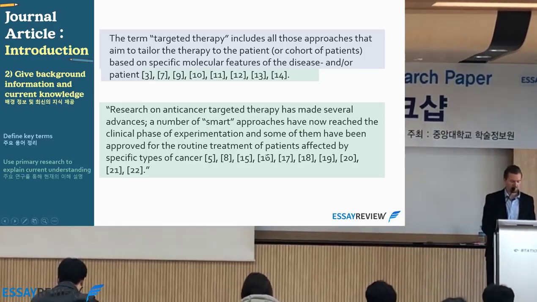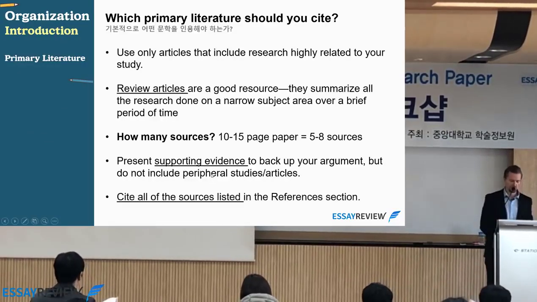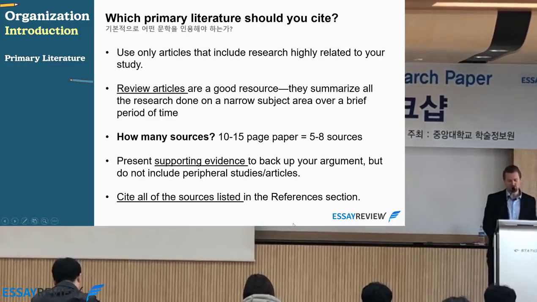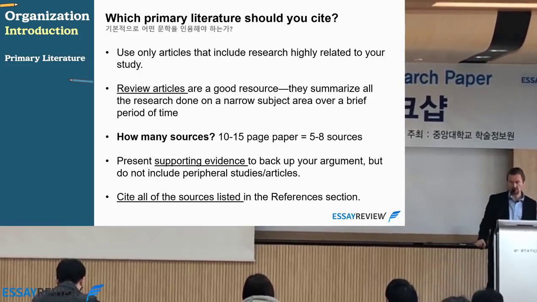The basic thing is primary literature should be closely related to your study. And sources, you want to use as many as you can, but for a 10 to 15 page paper, maybe 5 to 10 sources. You also need to cite all of your sources that you list in the references. So if you listed a bunch of sources at the end, you have to use all of them in your paper. They're not just sources that you read and were interested in, or they're related. You have to use them in the paper.